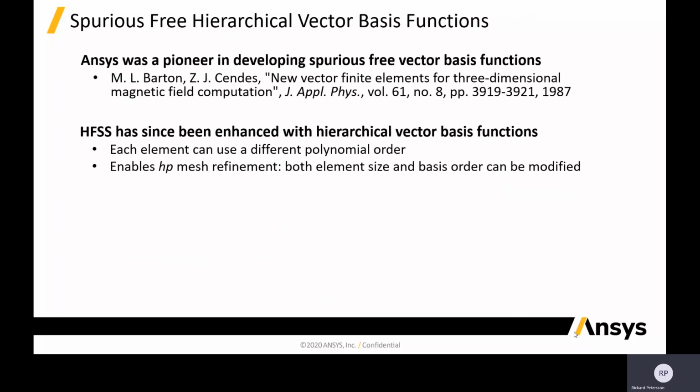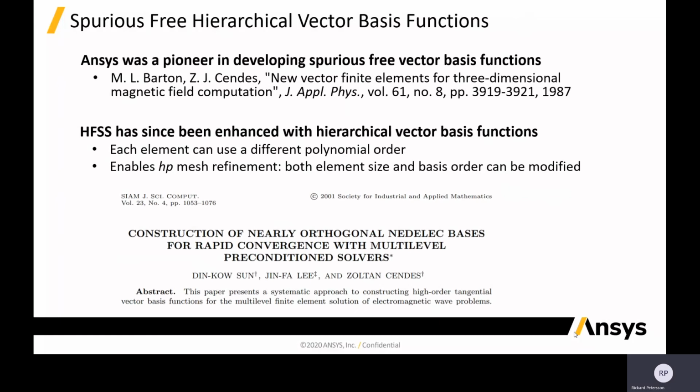And by doing that, we can vary the polynomial order across the mesh, and that's indicated by P, and then we can also change the element size across the mesh, which is indicated by H. So that's an HP mesh refinement, and I'm going to discuss that a little bit later. But having hierarchical vector basis functions is critical in order to do that. And the paper they published on that, again Sandys with the collaborators Sun and Lee in this case, was published in 2001.